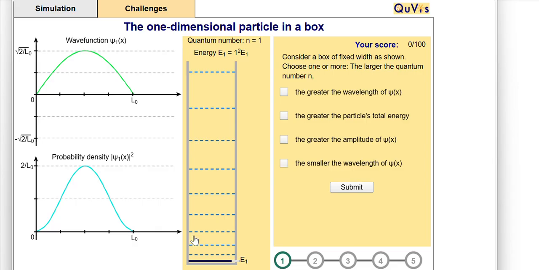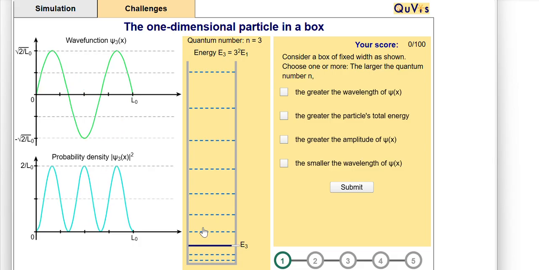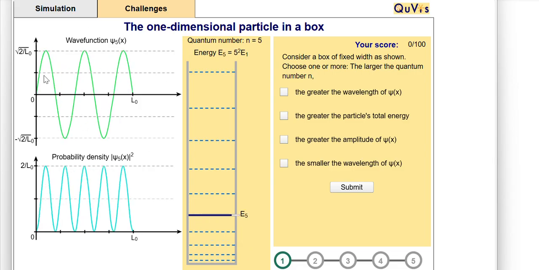So if the quantum number becomes bigger, you should be able to draw this yourself, but I'm showing you the app because it's easier. As the quantum number becomes bigger, the wavelength becomes smaller. You can see that. It's just visually observable here because this L is the same.